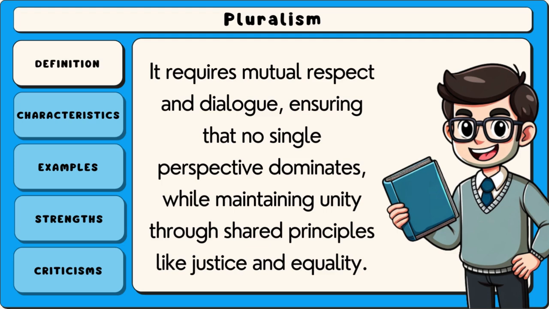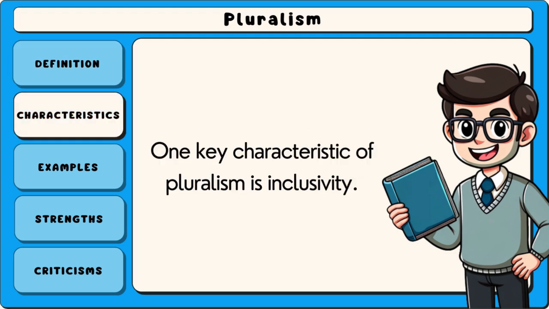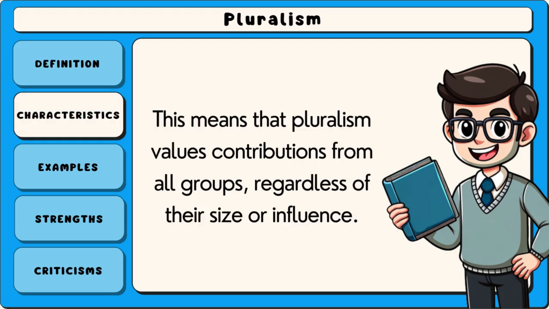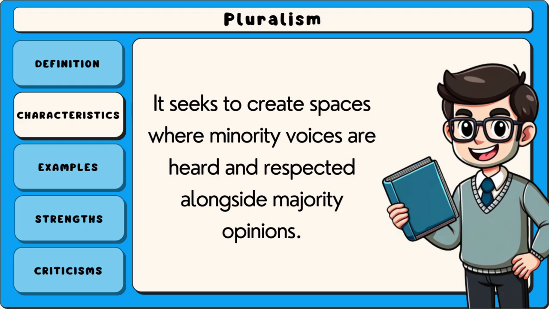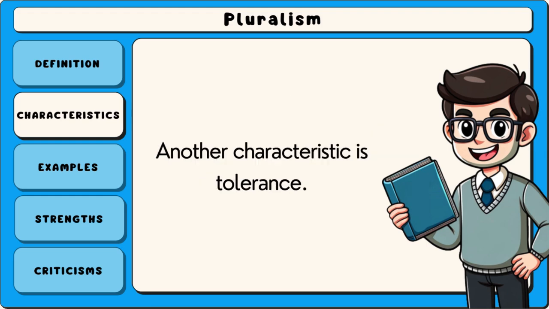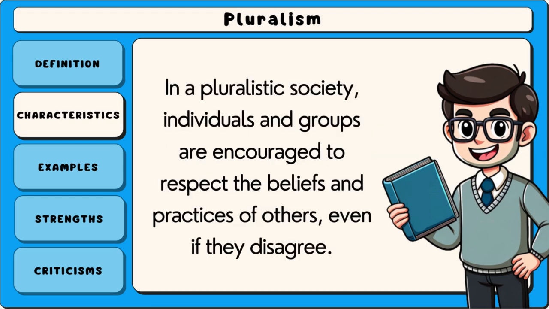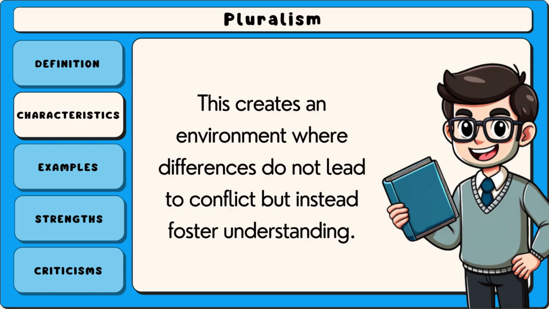and equality. One key characteristic of pluralism is inclusivity. This means that pluralism values contributions from all groups, regardless of their size or influence. It seeks to create spaces where minority voices are heard and respected, alongside majority opinions. Another characteristic is tolerance. In a pluralistic society, individuals and groups are encouraged to respect the beliefs and practices of others, even if they disagree. This creates an environment where differences do not lead to conflict, but instead foster understanding.